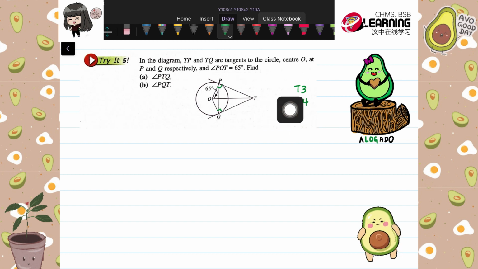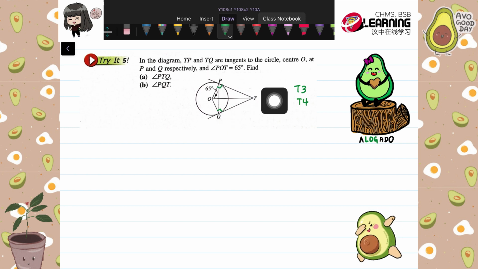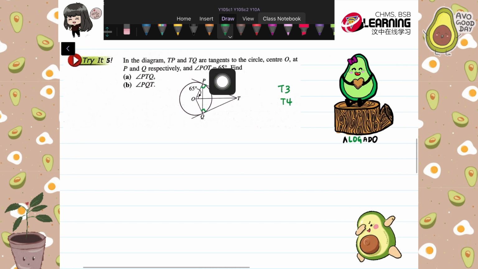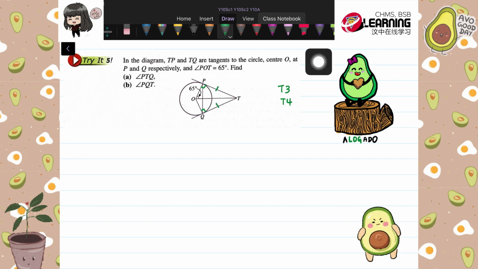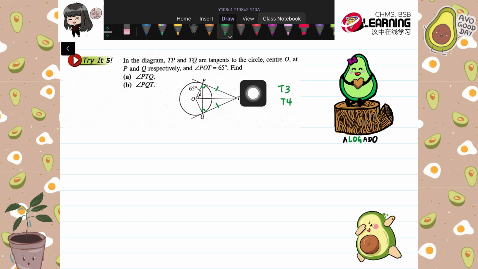Okay, how about theorem 4? Theorem 4 tells you these two tangents are equal in length. So meaning to say that this length and this length, they are the same. Okay, because it's a tangent line from an external point. This is an external point. Okay, so what do we need to find here?